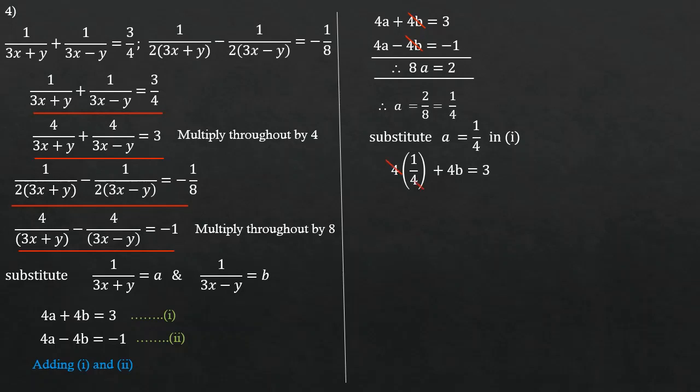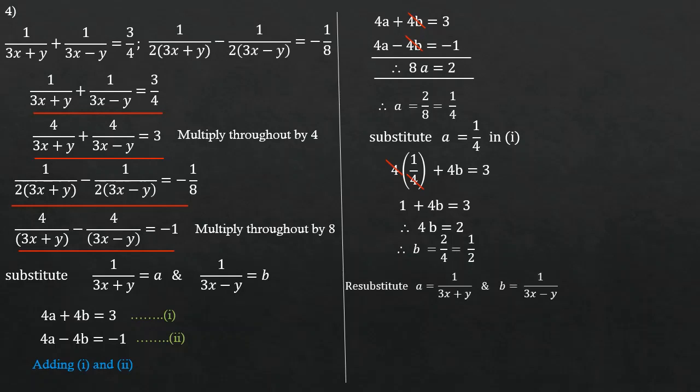So we get 4 into 1 upon 4 plus 4b is equal to 3. So 4 and 4 will cancel. We are left with 1 plus 4b is equal to 3. That gives you 4b is equal to 3 minus 1, that is 2. So the value of b we get is 2 upon 4, which is equal to 1 upon 2.